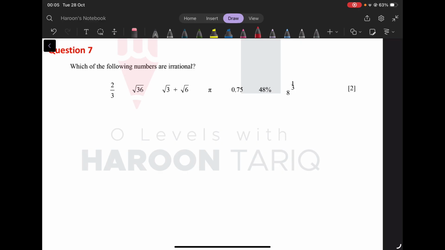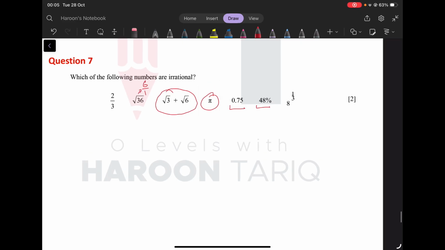Which of the following are irrational? This would basically be 6, and 6 can be written as 6 divided by 1. This combined is irrational because this doesn't become the square root of a square number. This entire thing would be irrational. Pi is also irrational. This is terminating, and terminating decimals are actually rational numbers. 48 percent means divide by 100, so this would be 48 divided by 100. This is rational as well.